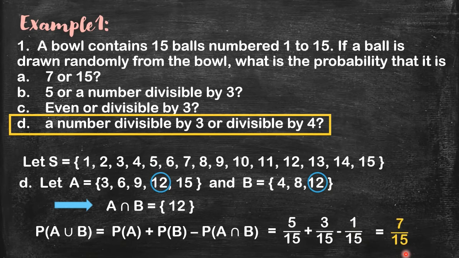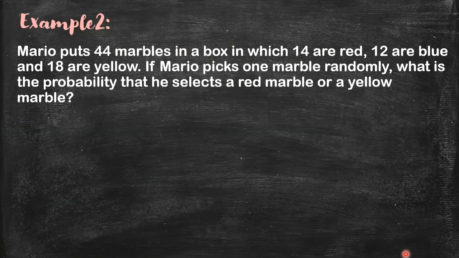Let's try another example. This is the second example. There are 44 marbles in which 14 are red, 12 are blue, and 18 are yellow. Okay, if one marble is to be randomly picked, okay, by Mario, what is the probability that Mario selects a red marble or a yellow marble? Okay, so let's solve this.